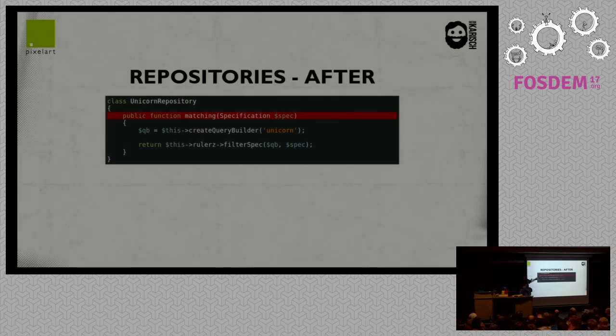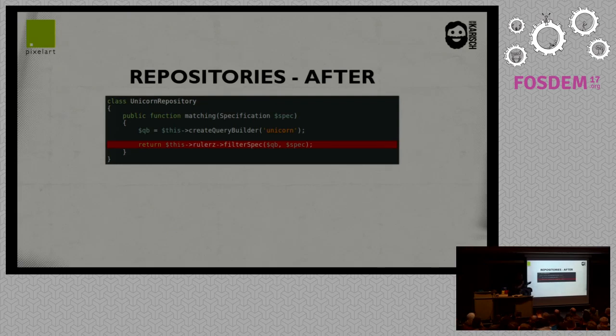Matching against a specification. Any specification you have, it doesn't matter. Of course, the specification you use here must match against the model with the rule, otherwise you get an exception. And we create a query builder, unicorn local, and of course, in this case, it looks like your unicorn repository has to be a service. No problem, because we have a Rulers instance, and we ask Rulers to filter our internal query builder against the supplied specification. That's all. Not more. Every repository can look like this.